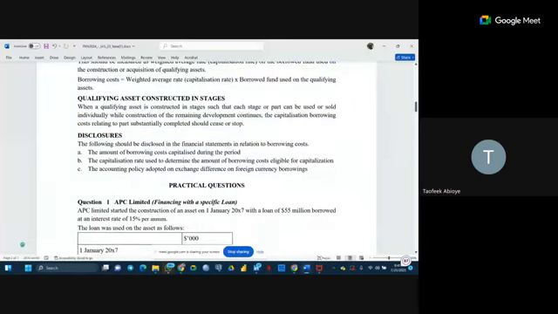It is talking about qualifying assets. We have discussed this already. So, disclosure. The following should be disclosed in the financial statements in relation to borrowing costs. Number one, the amount of borrowing costs capitalized during the period. Number two, the capitalization rate used to determine the amount of borrowing costs eligible for capitalization. Number three is the accounting policy adopted on the exchange differences on foreign currency borrowing.